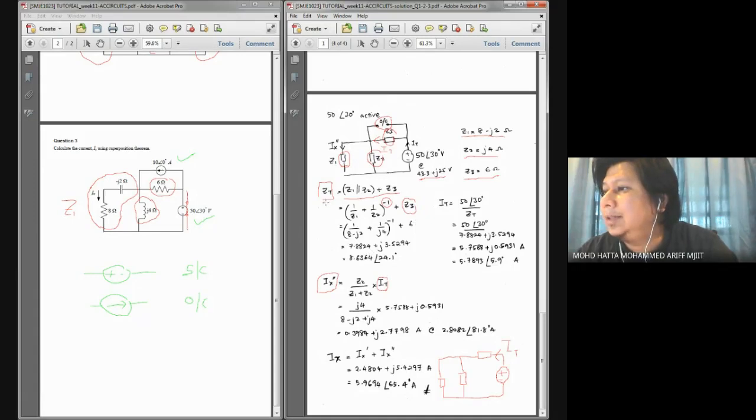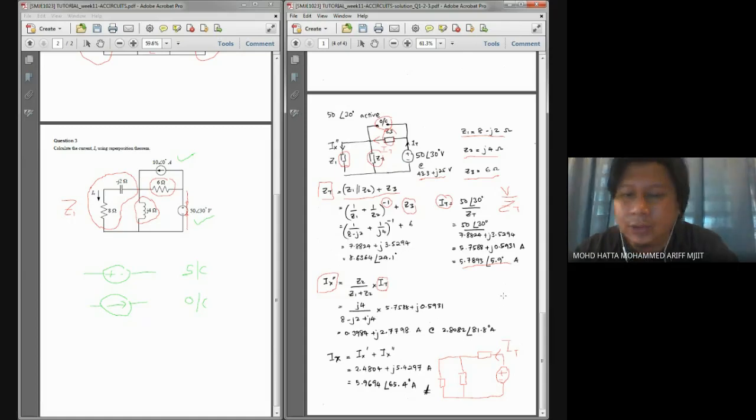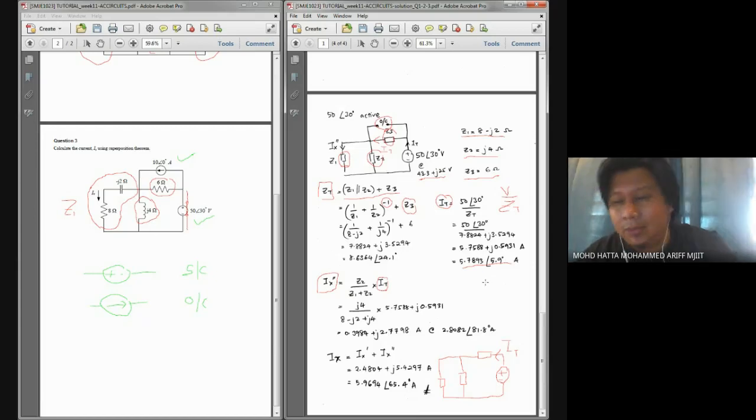And once I get my Z total, I try to find my total current. Basically, total current comes from V divided by Z total, and my V is 50 with the angle of 30. Finally, I will get my I total as this value. Again, I'm not focusing on the value, because here I use 4 decimal points. Some of you may consider 3 or 2 or maybe 1. Please put decimals there. But I'm focusing on your strategy. How do you solve it? How do you tell your examiner how to solve the question? That is more important in my perspective.